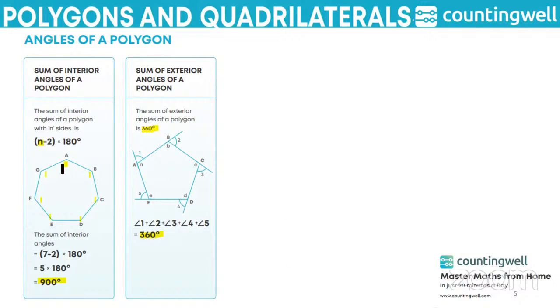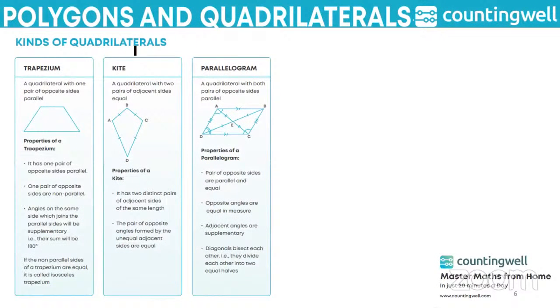So for this polygon also, if you find the exterior angles, then it will be 360 degree as well. Let us see what are the kinds of quadrilaterals. First is trapezium. A quadrilateral with one pair of opposite sides parallel is nothing but trapezium. So a quadrilateral having only one pair of opposite sides. You can see these two lines are parallel and these two are opposite sides as well. That's why it is a trapezium.